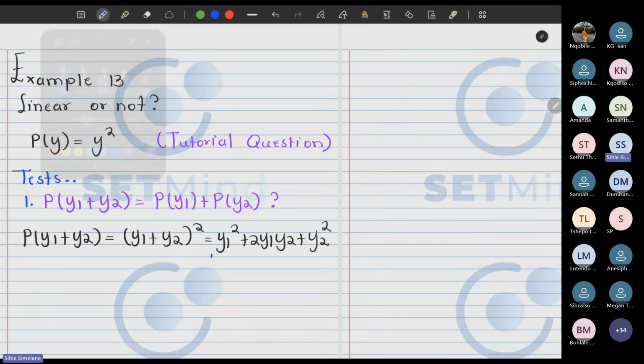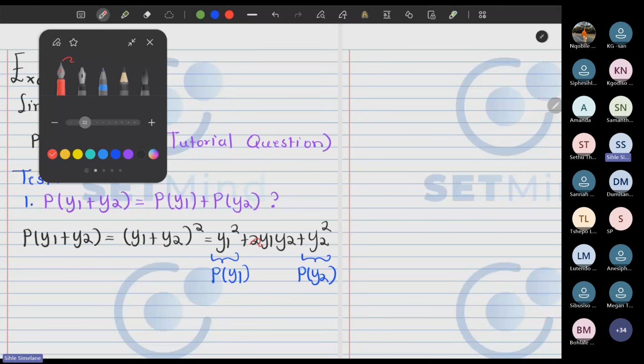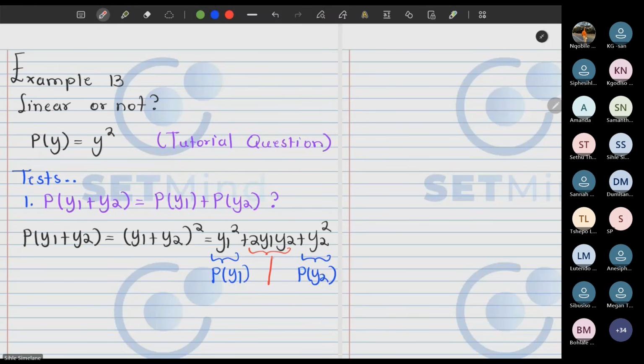Can we agree that this is behaving as if it is P of y1, looking at the formula of P of y? You guys agree? Give me a thumbs up. Look at the formula of P of y, and see that y1 squared behaves exactly like P of y1. Then if you look at this one, it behaves like P of y2. The problem is this one. This is the problem term.